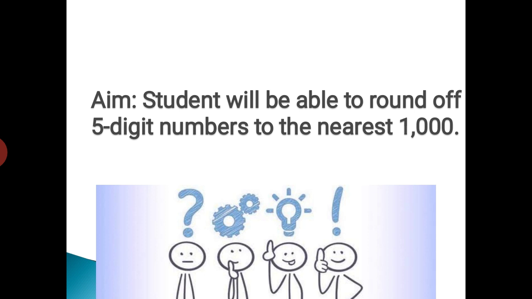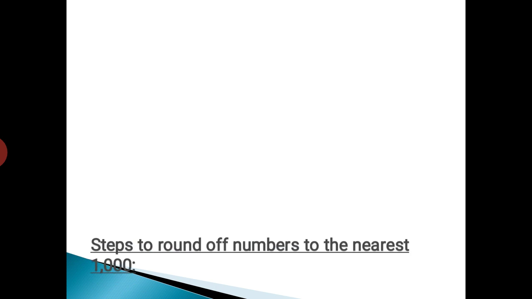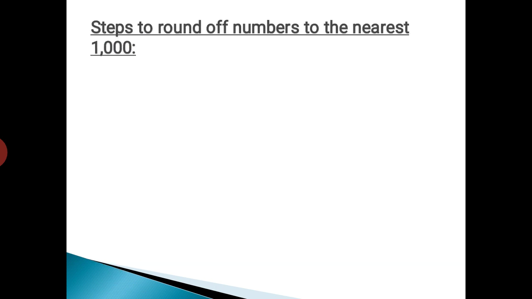So yes students, today's aim of the class is the same. We are going to round off 5-digit numbers to the nearest 1000. So children, first we'll see what the steps are to round off numbers to the nearest 1000.